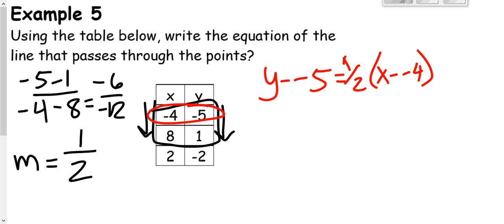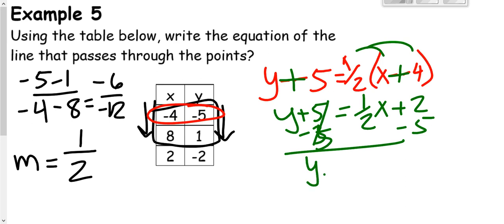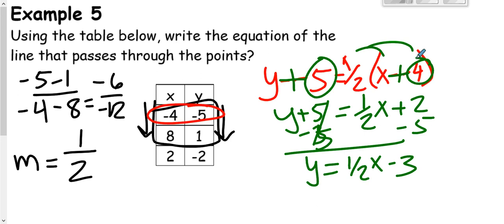We need to simplify those minus and negatives by making them positive. And then I can distribute. So 1/2 x plus 2. We have the y plus 5 over here. And then I'm going to subtract 5 from both sides, and I get y equals 1/2 x minus 3. It would work out the exact same way if you use the 8 and the 1. The difference would just be here and here, and then you'd follow those same steps.